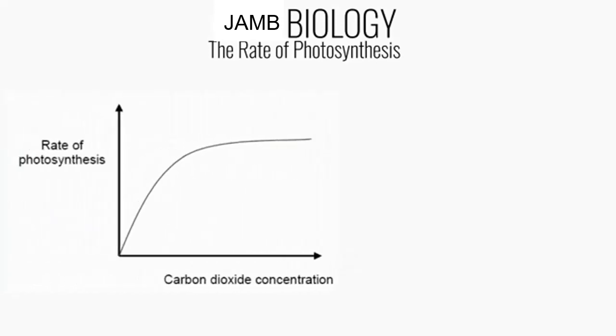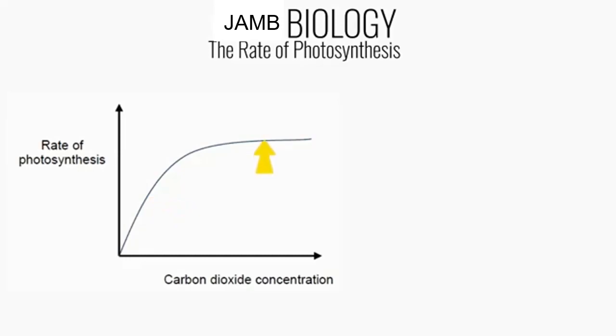So the next is carbon dioxide. And carbon dioxide is one of the raw materials needed for photosynthesis. And as with light intensity, an increase in the level of carbon dioxide will also increase the rate of photosynthesis until a certain point is reached, where further increase will not yield any difference.